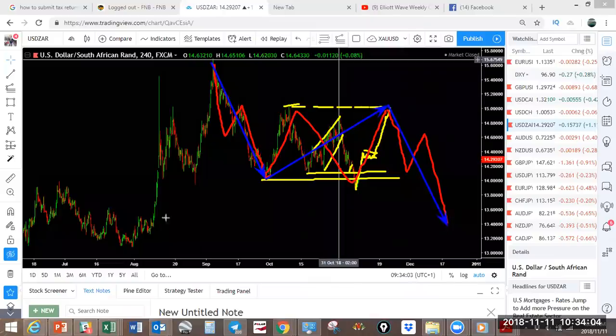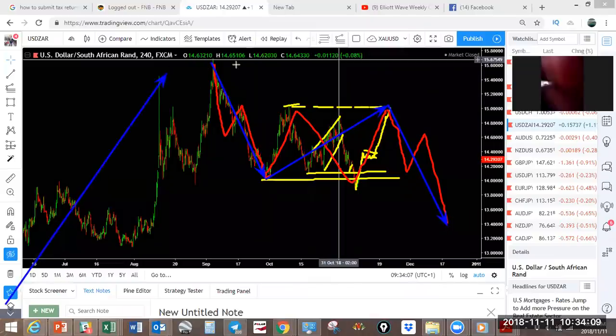So that means you're correcting the whole swing from right at the bottom.